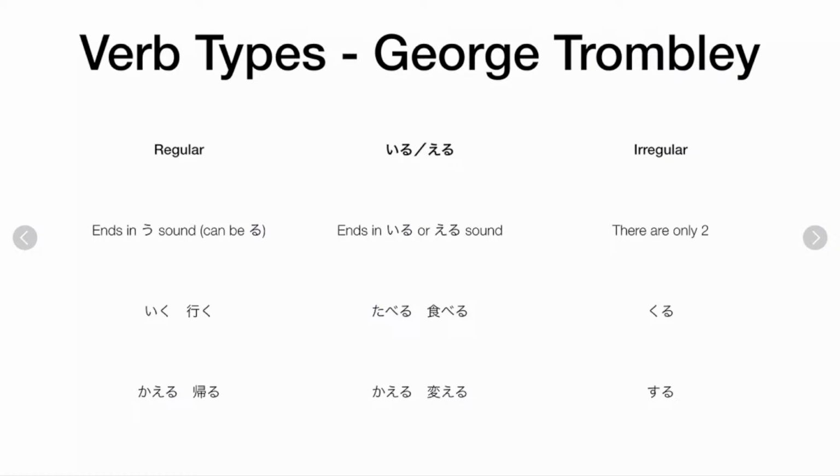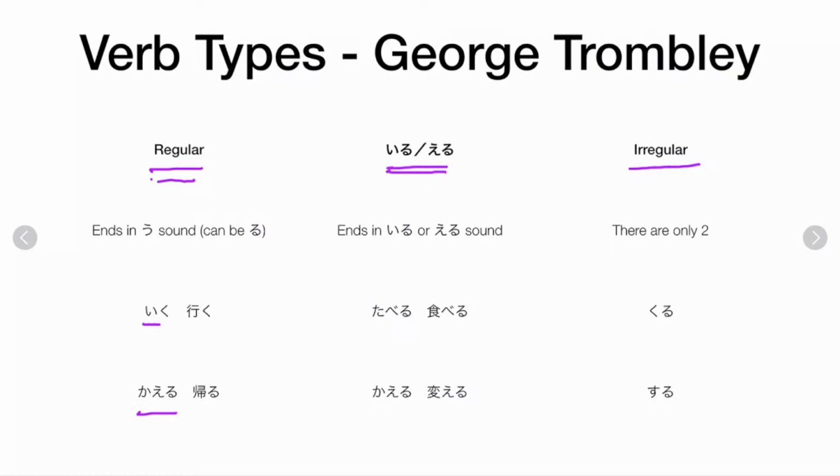Okay? So George Trombley calls verbs either regular, iru-eru, or irregular verbs. The way that you identify if a verb is regular is that it ends with a u sound, some sound that rhymes with u, which can be ru. It could end with ru, or it could end with a sound like iku or kau or something like that. So iku is a regular verb. Kaeru is a regular verb. Okay?